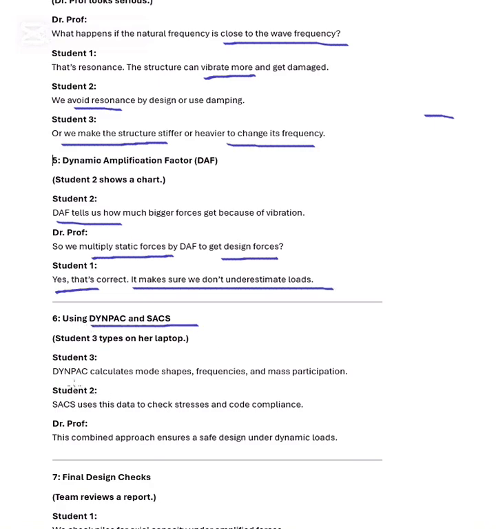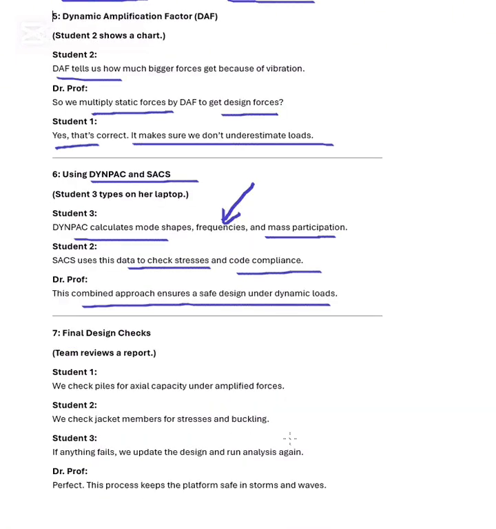Dynapack and SACS. What are the things we get from Dynapack? Important things like mode shapes and frequencies. Frequency means how fast or how slow each mode is vibrating. And mass participation shows how much of the mass each mode is mobilizing. If for a particular mode the mass participation factor is low, that's not going to affect the structure much. SACS uses this data to check stresses and code compliance. This combined approach ensures safe design under dynamic loads.